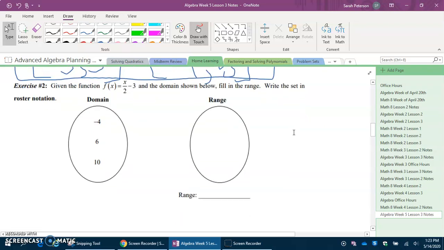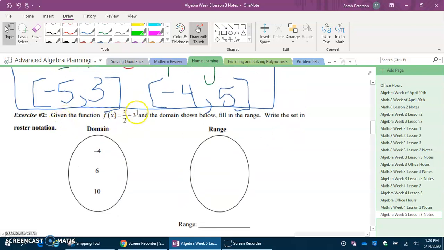So in this, it says, given the function f of x equals x/2 minus 3, and the domain shown below, fill in the range. So basically, they're taking this function, and they want to look at only the range values for this number, and this number. So again, domain stands for x, and range stands for y, or it includes the y value. So I'm looking at when my x values are -4, 6, and 10.